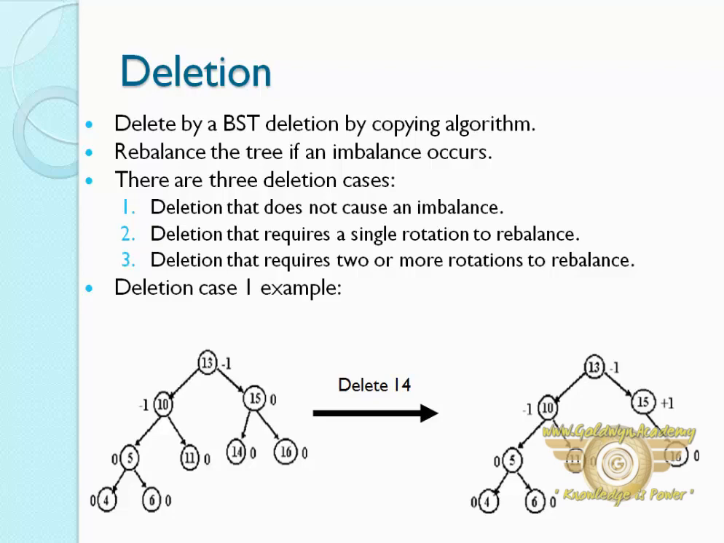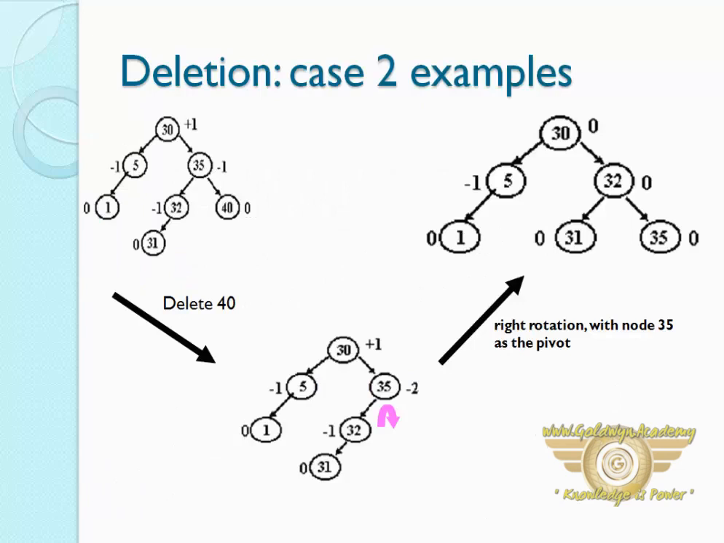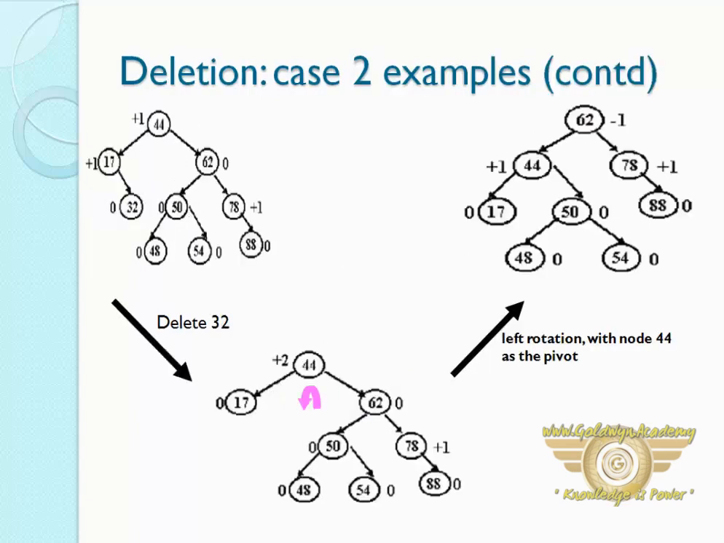Deletion case 1 example. Here we are deleting 14 and so there is no imbalance, so we will not do any rotations. Case 2, here on deleting 40 the tree becomes imbalanced, so we have to perform a right rotation with node 35 as the pivot. Now here we are deleting 32, so we have to perform a left rotation with node 44 as the pivot.